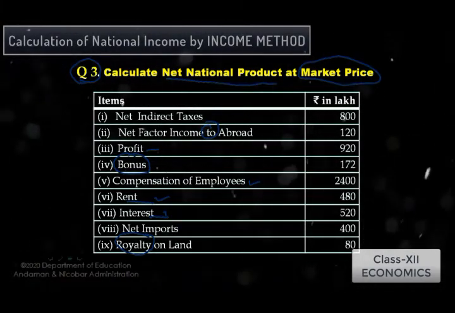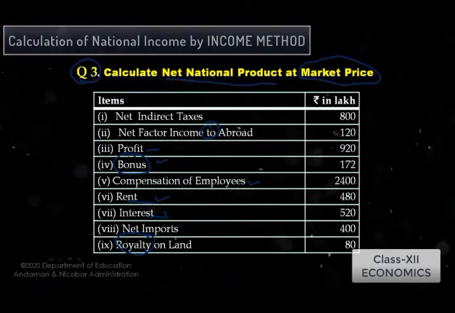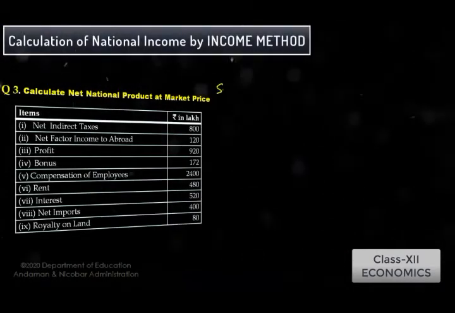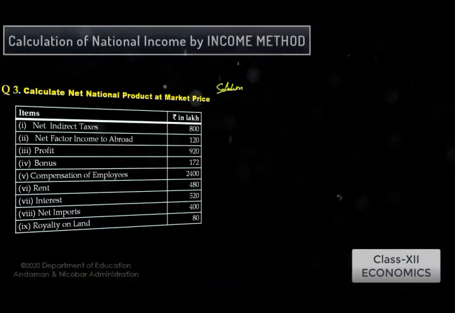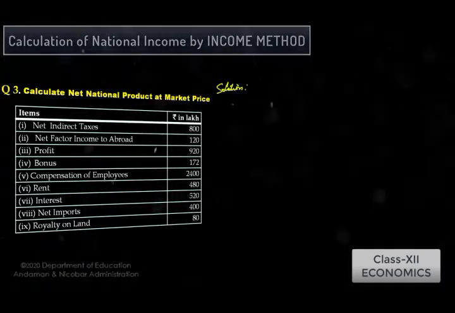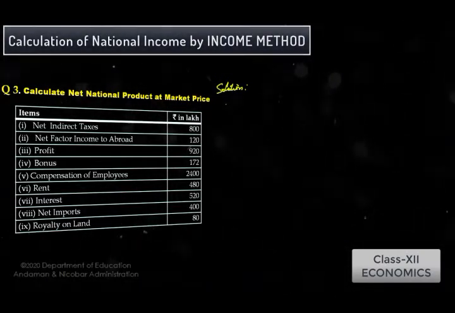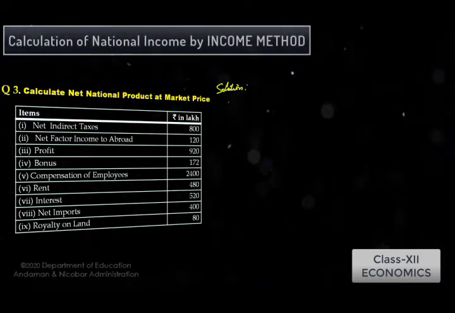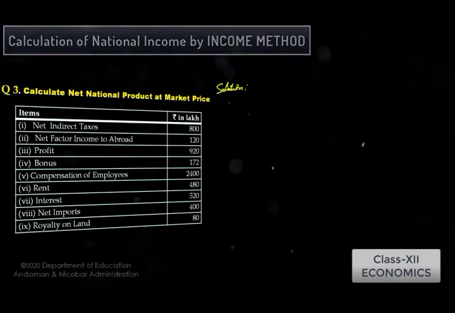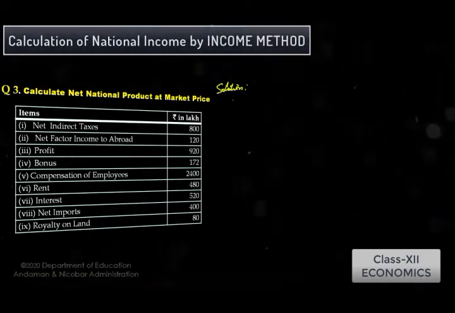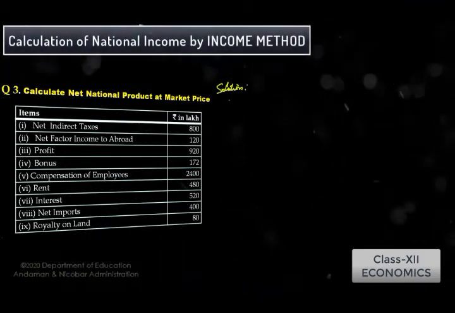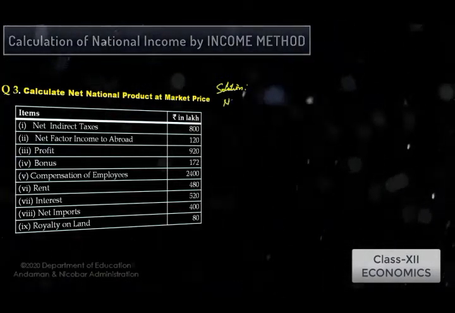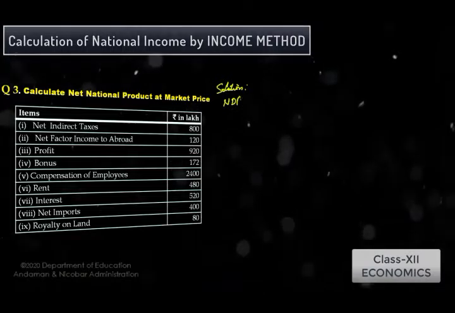We will learn how the items of bonus and royalty on land will be treated. Here in this question we need to find the value of NNP at market price from income method. So before finding the value of NNP at market price, we need to find out the value of NNP at factor cost, because we know that when we get the value of national income through income method, the base value we get, that is NNP at factor cost, we will find.